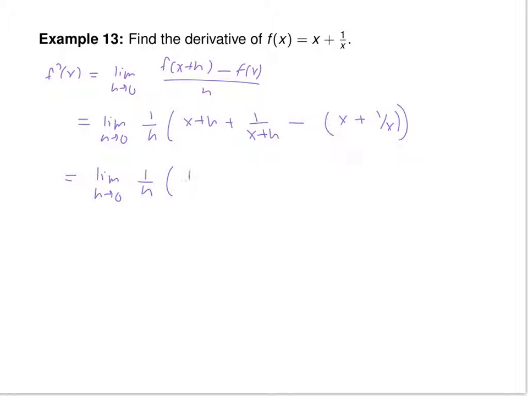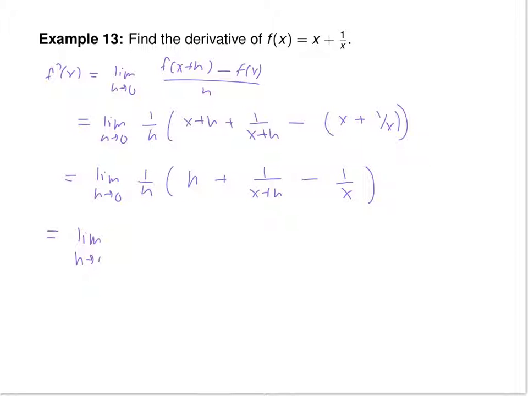I think we have h plus 1 over x plus h minus 1 over x, right? Because the x's go away. Once the negative distributes, the x's cancel. Okay. What would you like to do next? Besides run away and like not take calculus anymore, okay, other than that. Common denominator, sure. Okay, I like that.